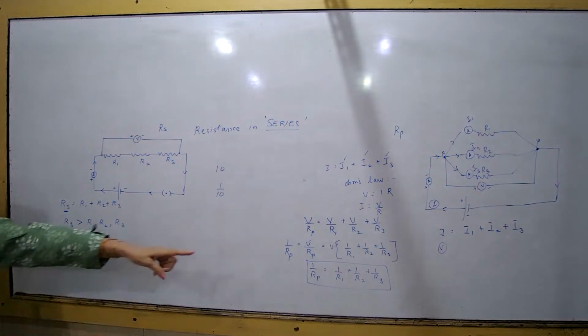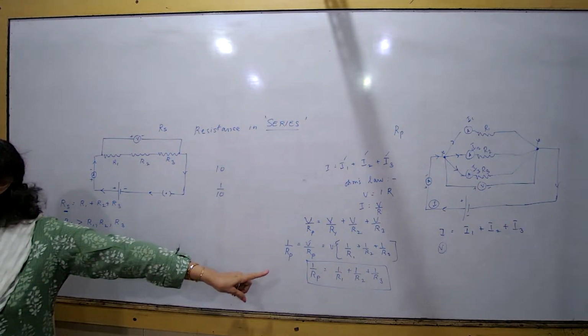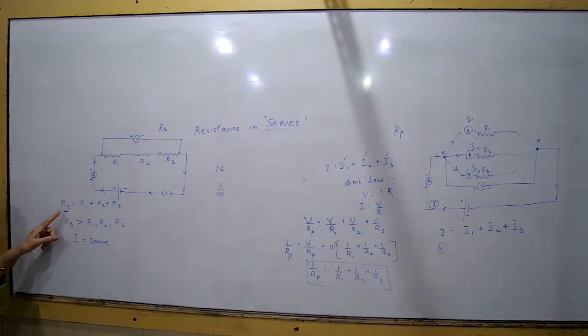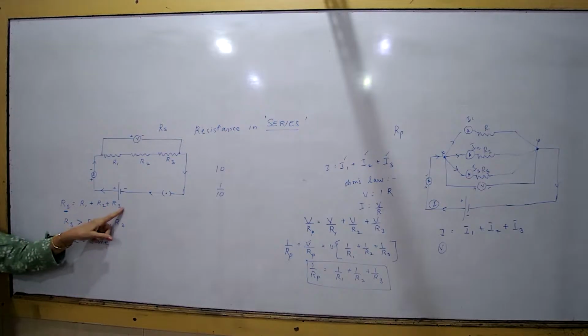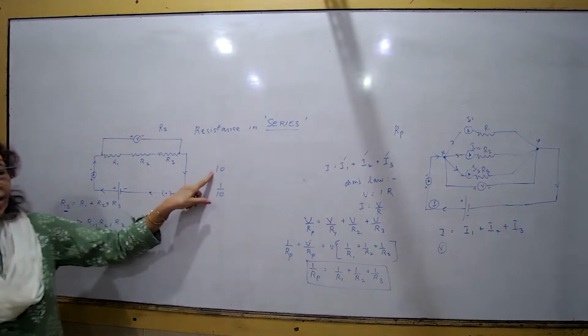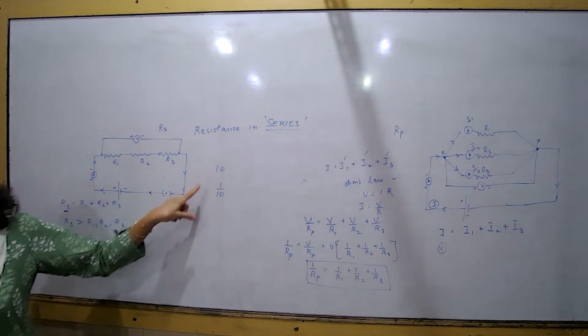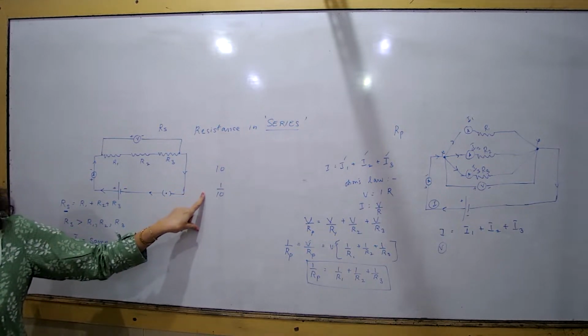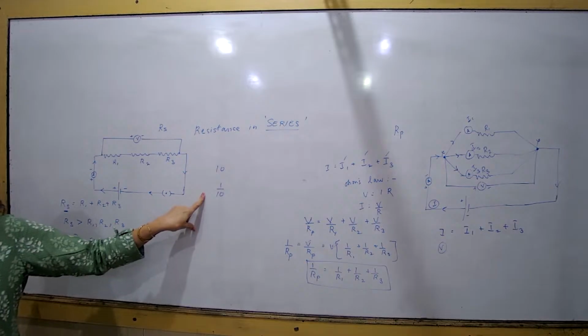I'll give you an example. We'll do a sum, then you will realize. It is not like RS, which is equal to R1 plus R2 plus R3. We are talking about the reciprocal, which is not the same as 10. Is 10 the same as 1 upon 10? No. 1 upon 10 is 0.1, so the values are definitely going to be different.